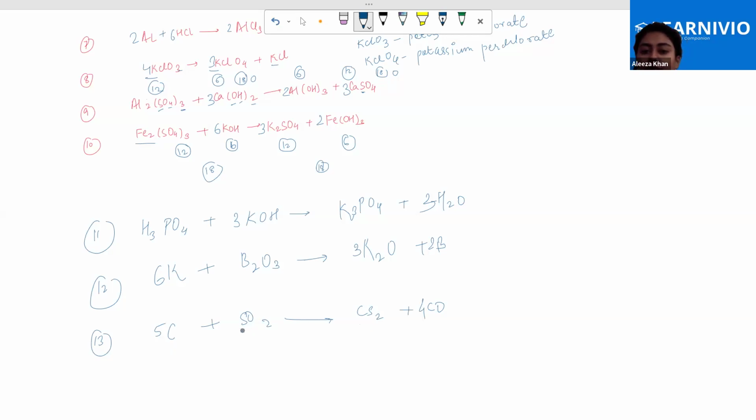Now how many sulfur? 2 sulfur. So can I simply write 2 here? 2 sulfur, 2 sulfur. How many oxygen? 2 times 2 is 4, and here I have 4 oxygen. This is the balanced equation. Is it clear to you? Correct it in your notebook.